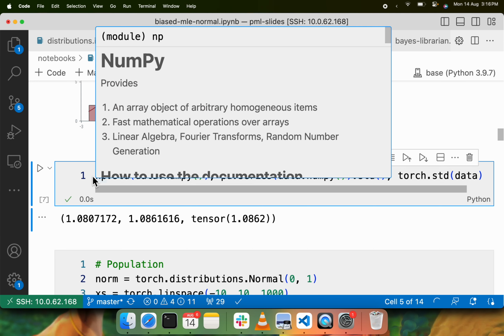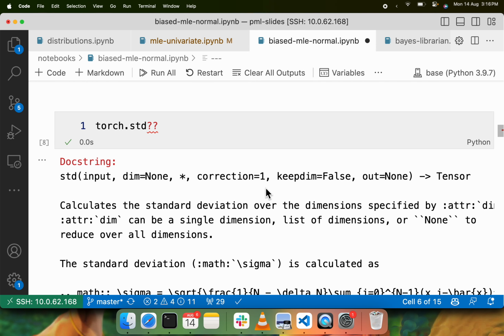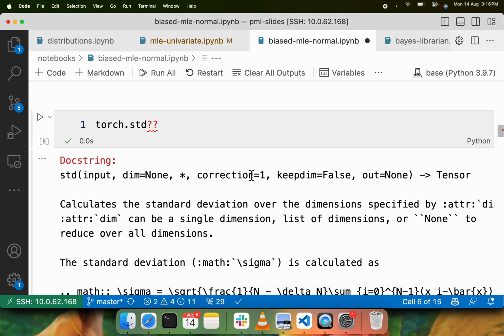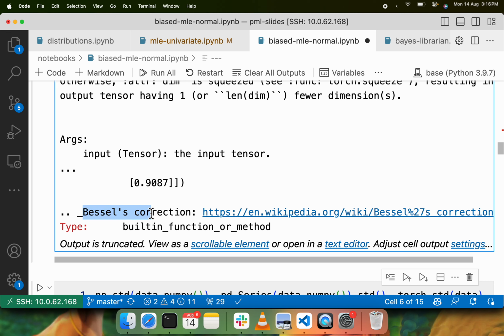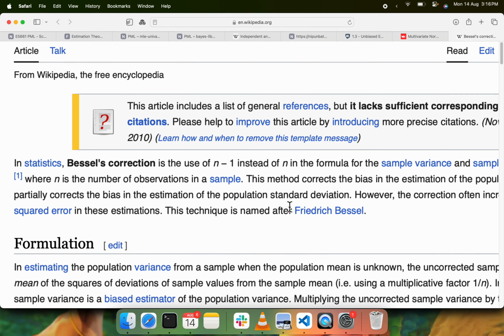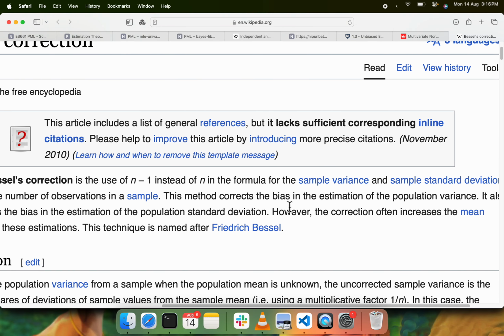Okay, let's do something else. Let's look at the documentation for torch standard deviation. It says it calculates the standard deviation over the dimensions specified, and it mentions correction equal to 1. This is the same correction term which I was using, and this correction is Bessel's correction, and there seems to be a good Wikipedia article on it. In statistics, Bessel's correction is the use of n minus 1 instead of n in the formula for sample variance and sample standard deviation.